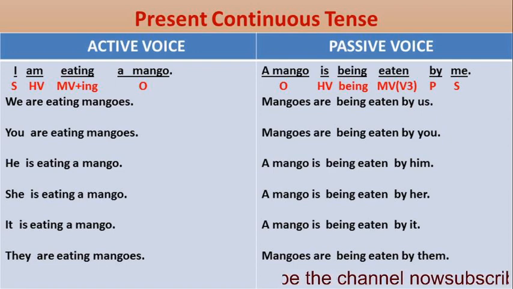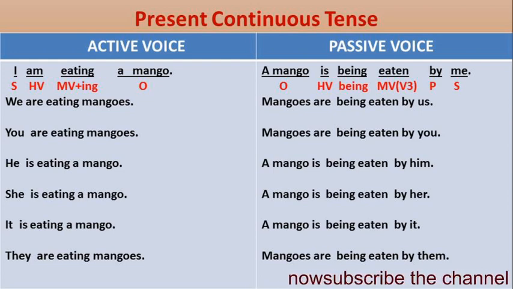It is eating a mango. A mango is being eaten by it. And they are eating mangoes. The mangoes are being eaten by them. Here, mangoes, again the object is plural. That's why "are", the plural helping verb, is taken. This is all about present continuous tense.